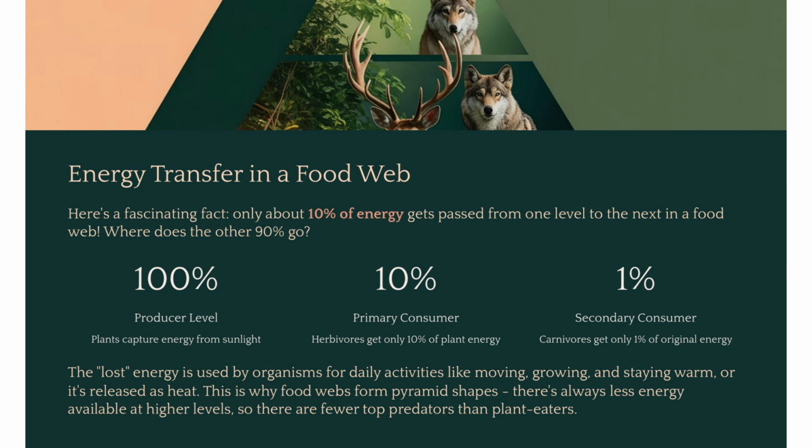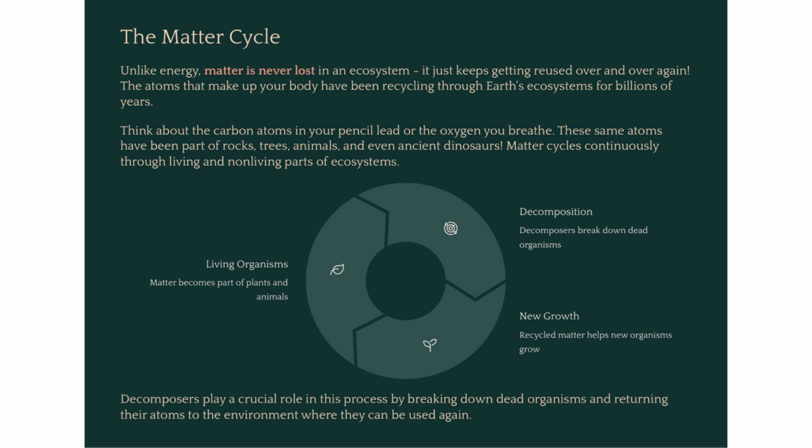This is why food webs are shaped like a pyramid. There is a lot of energy at the bottom, and less as you move up the pyramid to the top predators. Unlike energy, matter is not lost. It's constantly being recycled. Think about the atoms that make up your body. Some of them might have been part of a dinosaur millions of years ago. Matter cycles through the ecosystem, moving from living things to the environment and back again.